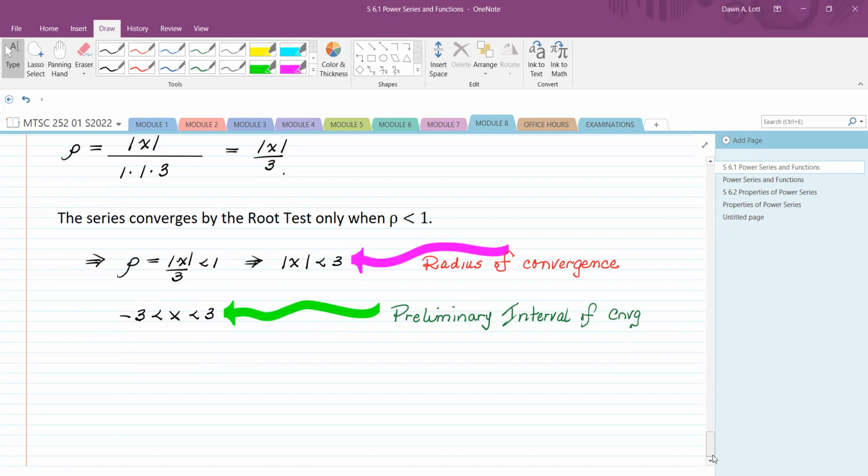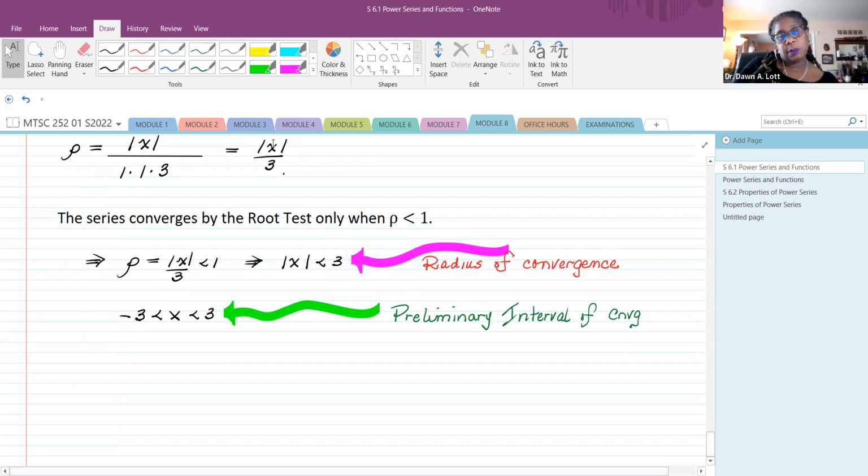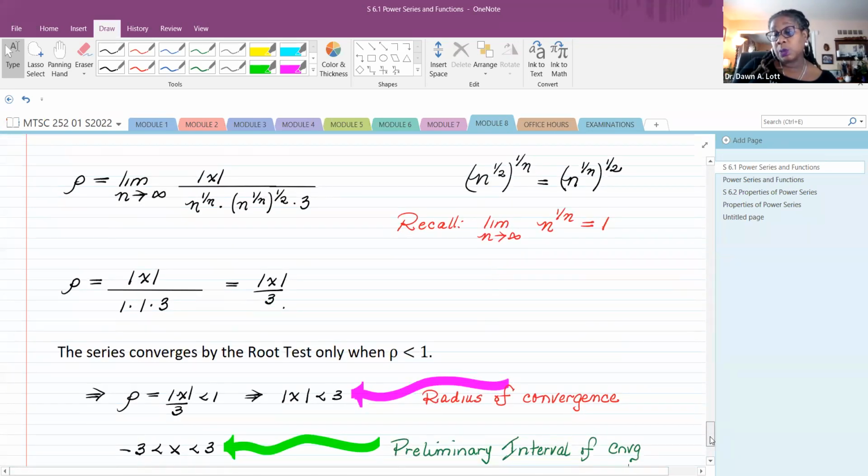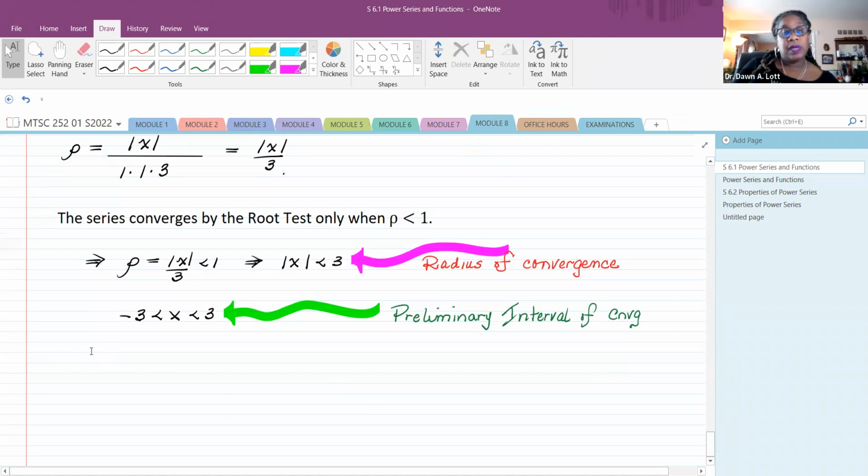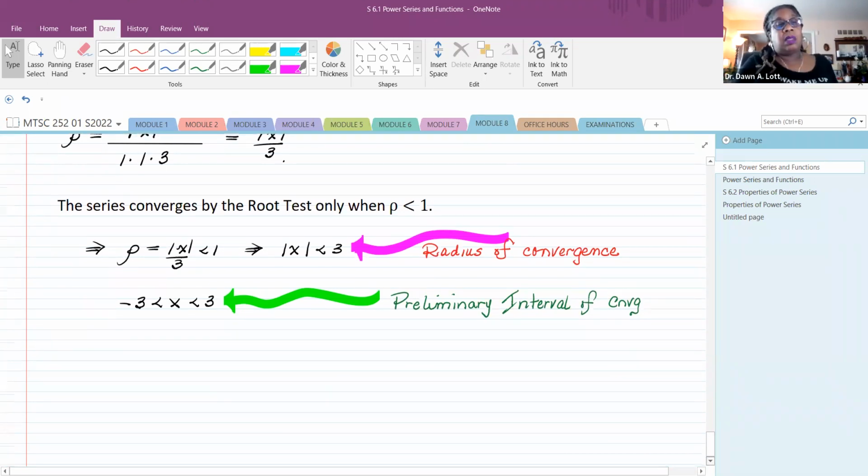Because don't we have to find if it works? That's a good statement. We've already shown that it's going to converge whenever rho is less than 1, so I know it's going to converge in this interval. What I don't know is, can I include -3 and 3? Because the root test does not allow me to set rho equal to 1. So we still have to check, does this series converge at -3 and 3?